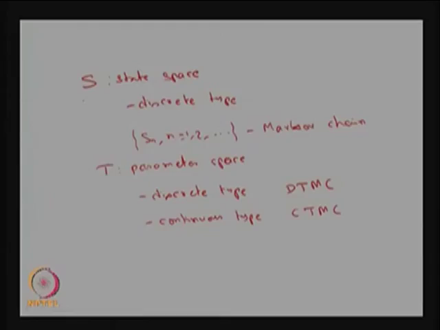So, in general, whenever a stochastic process satisfies the Markov property, it is called a Markov process. Based on the state space, the Markov process is called a Markov chain, and based on the parameter space, it is called a discrete time Markov chain or continuous time Markov chain, accordingly as discrete type or continuous type.